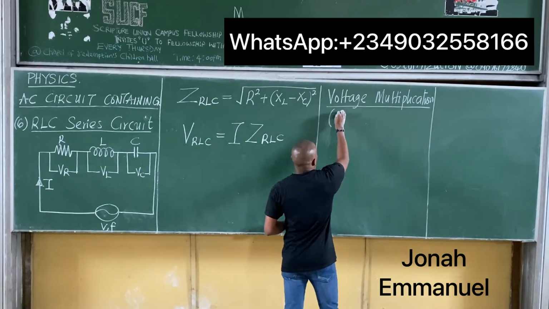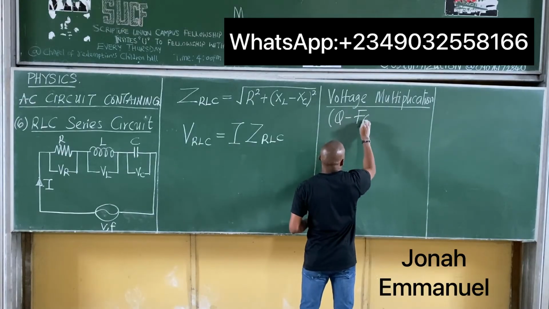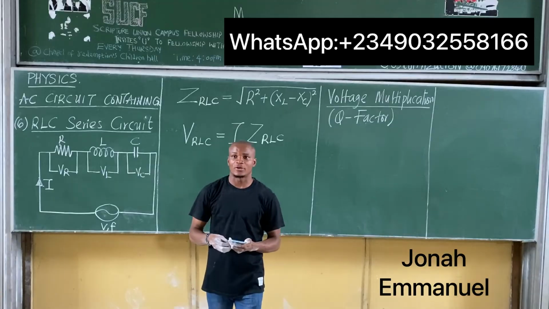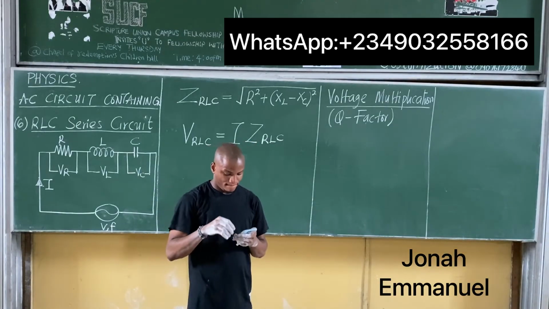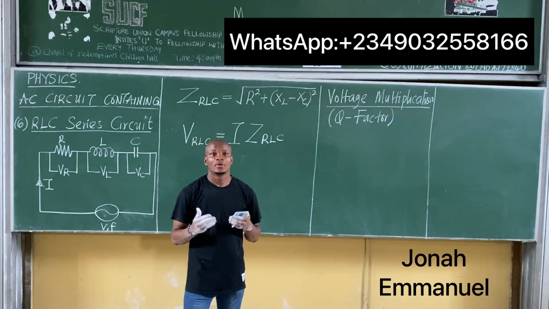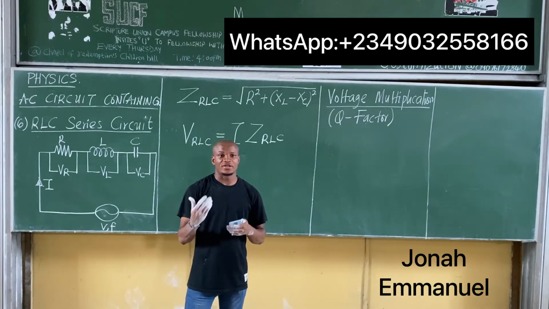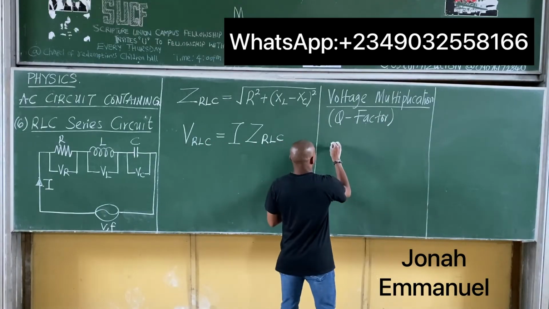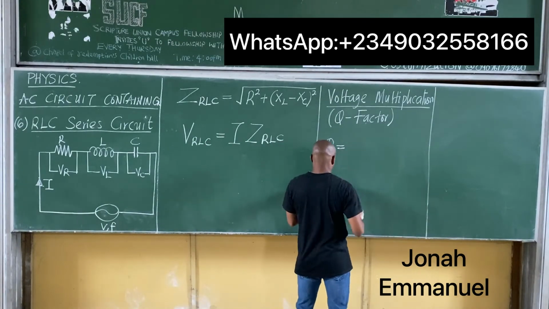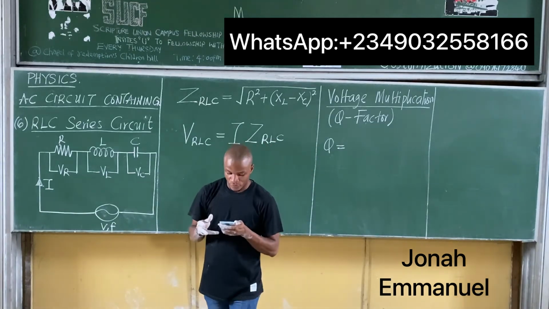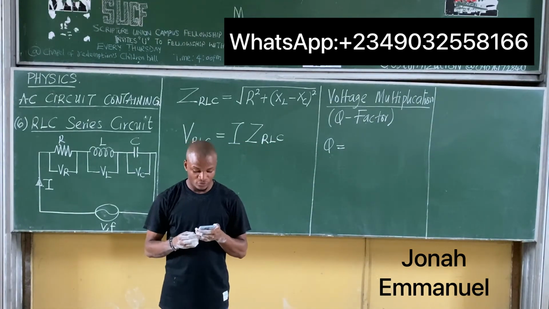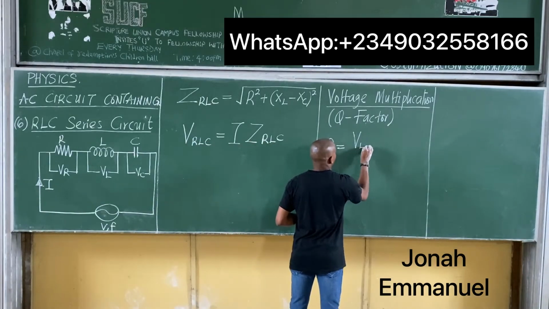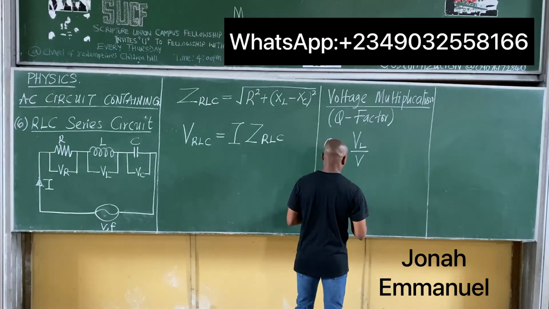Voltage multiplication is also called the Q factor. It is the ratio of VL to applied voltage. That's equal to VL all over V.